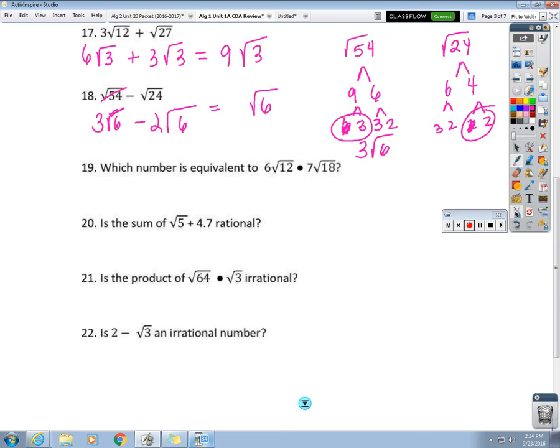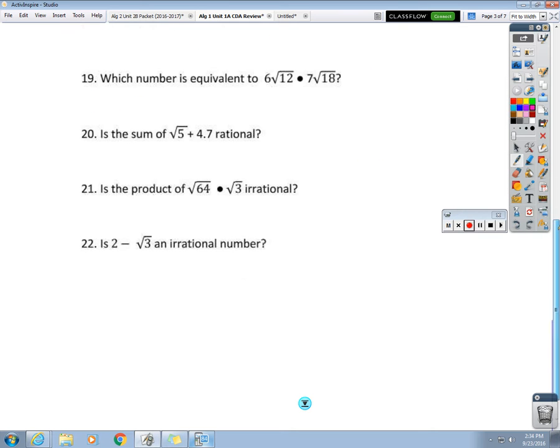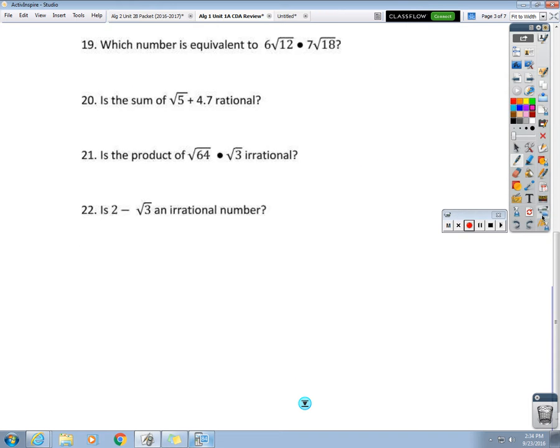Okay, number 19. Focus. We're getting near the end. Which number is equivalent to 6 square roots of 12 times 7 square roots of 18? This is just a fancy way of asking you to do what? But by what method? Multiplication. All they're saying is multiply this and then tell me what it's equal to.